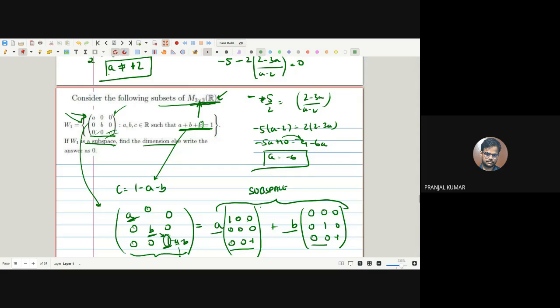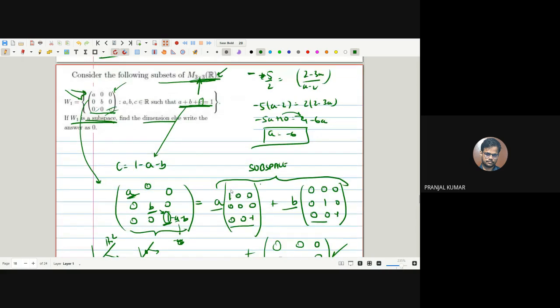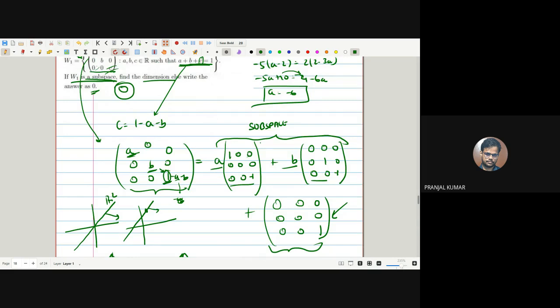So if they have asked if W1 is a subspace, I know W1 is not a subspace but an affine subspace. So they have asked you if W1 is a subspace, find the dimension, else write the answer is 0. So the answer is 0.